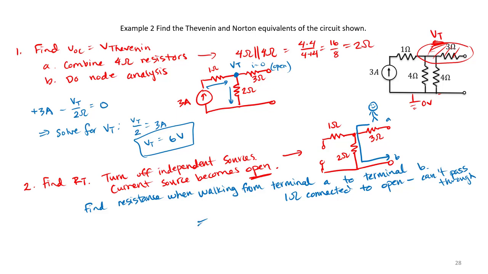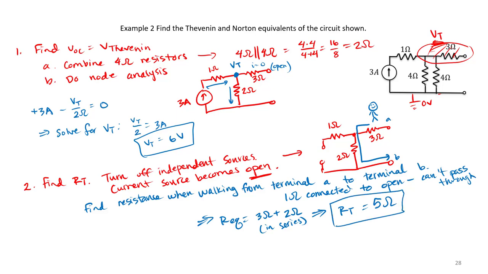Therefore, my equivalent resistance is just a 3 ohm plus 2 ohm resistor in series. It means my Thevenin resistance is 5 ohms. Not so bad, right? Just remember to follow the procedure carefully.